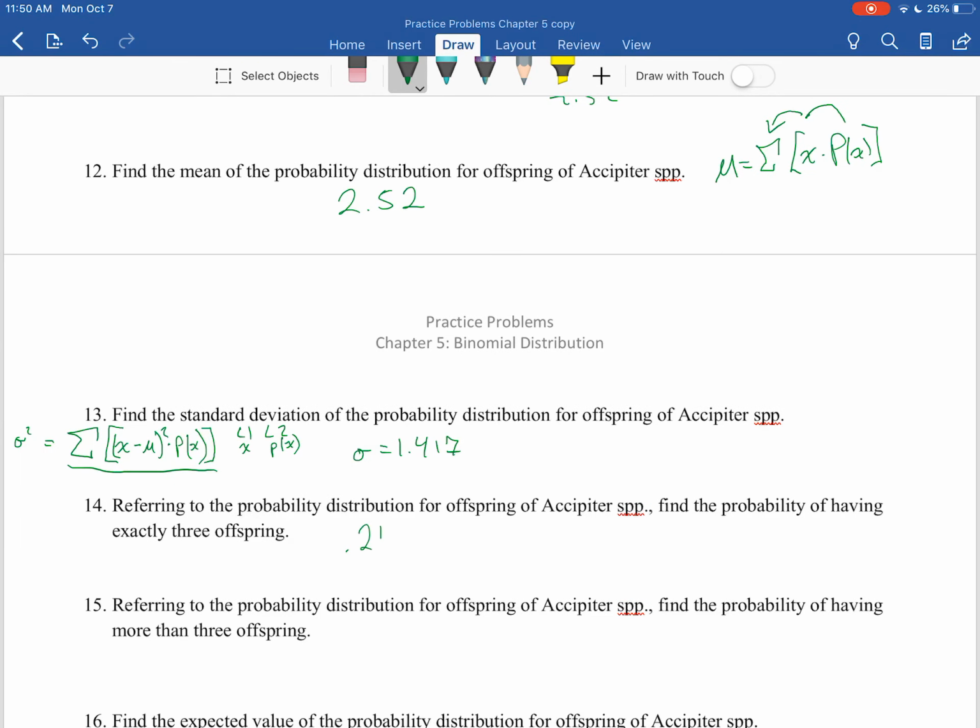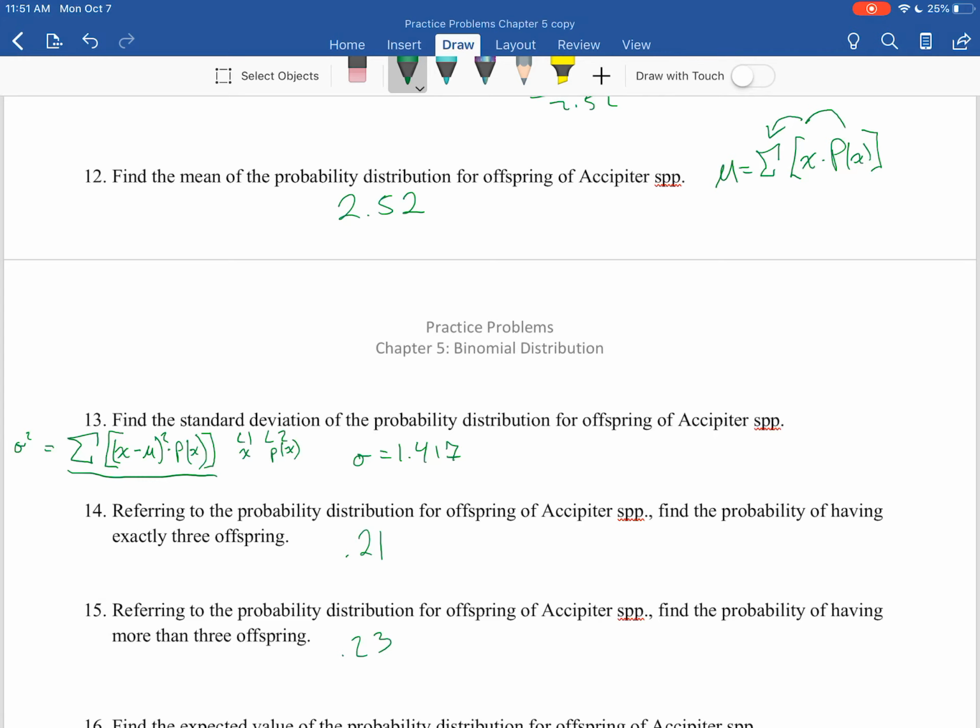Number 5 is the probability of more than 3. So when we're looking at more than 3, well, 3 is equal to 3, but we want more than 3, so we're looking at 4, 5, and 6 as our x values. So we're just going to add up these values right next to it. When we add all those values up, we're going to get 0.23.